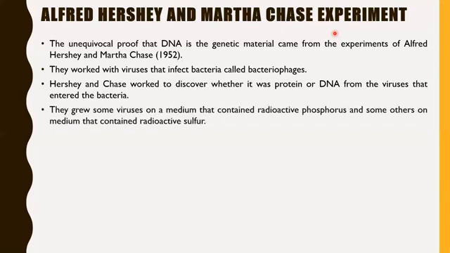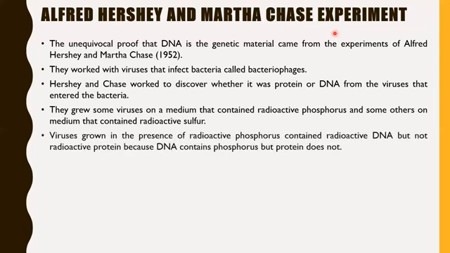So they grew some viruses on a medium that contained radioactive phosphorus and some others on a medium that contained radioactive sulfur. That means they cultured the bacteriophages in different types of medium. One medium with the S35 radioactive sulfur and another medium with the radioactive phosphorus P32.